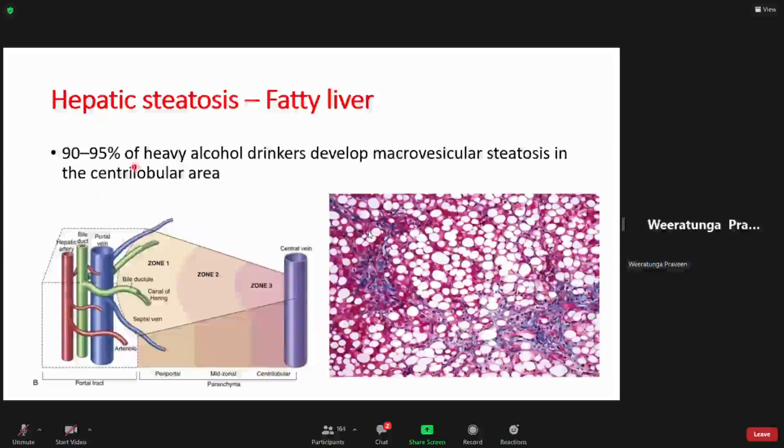The initial stage of alcohol-related disease is mainly alcoholic fatty liver. These fat globules appear as large white artifacts, the places where fat was. They mainly develop in the centrilobular area of the liver, and this can be asked in MCQs. Fat deposition in alcoholics is mostly seen in the centrilobular area, near the central vein. And this is the portal triad, a portal tract here.